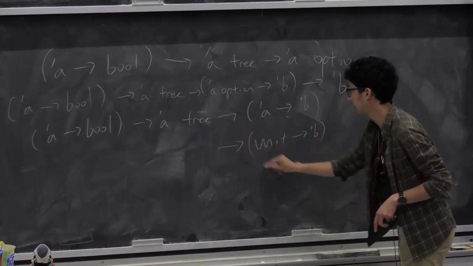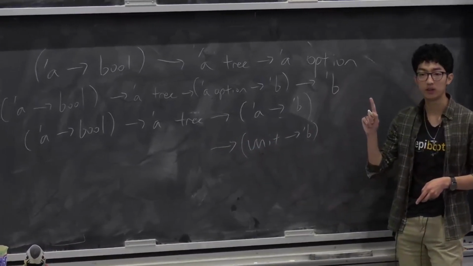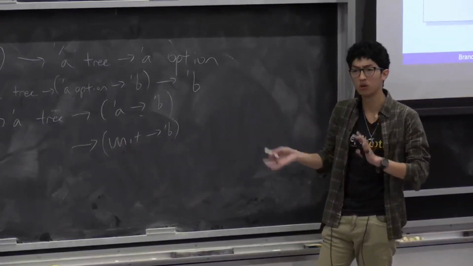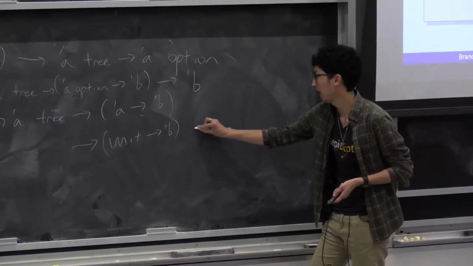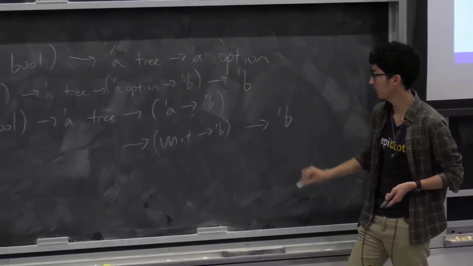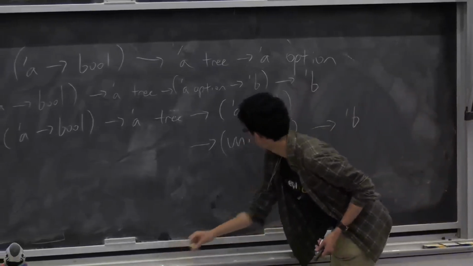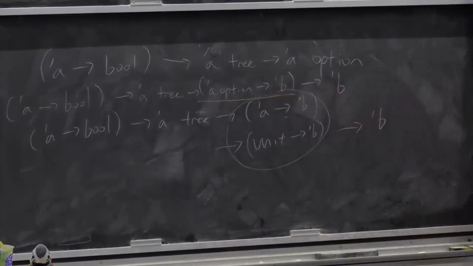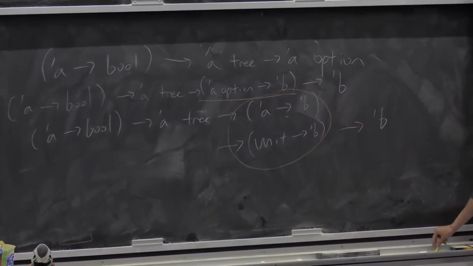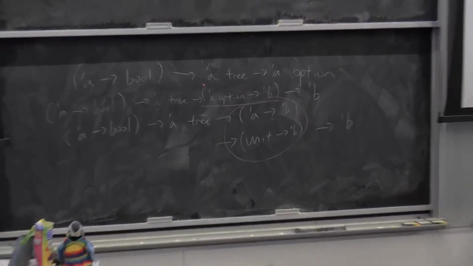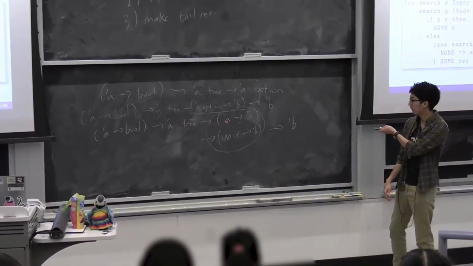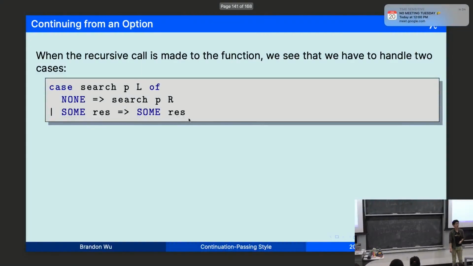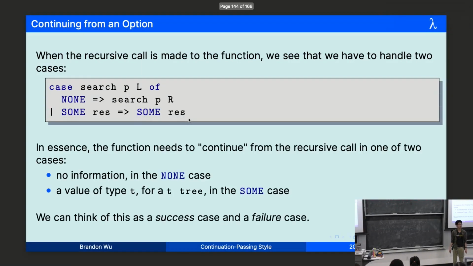Remember that unit is the type that has exactly one value, right? So unit to beta is kind of the same thing as the none case, because I give it no information, in a sense. And I return beta. So I will do this instead of this. This is just the way I'm going to structure it. For any function that returns an option, we can do this, okay? We're going to have a success and a failure continuation. All right. I already told you all this.